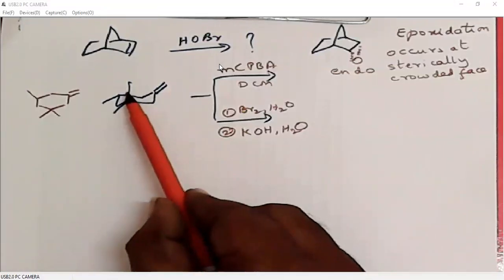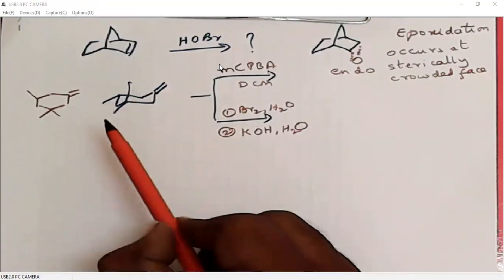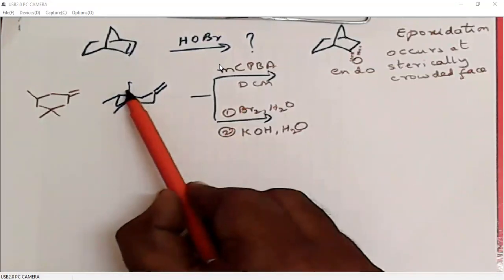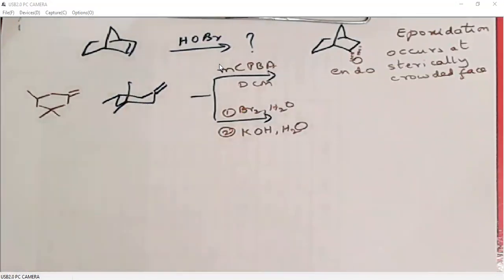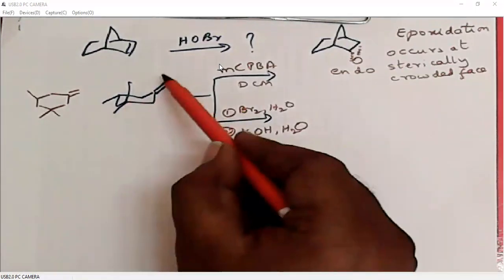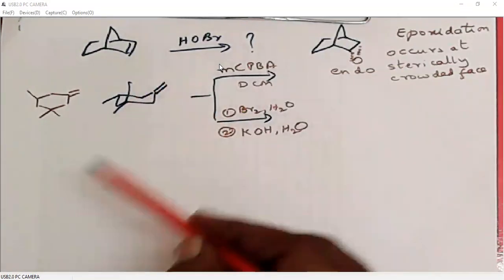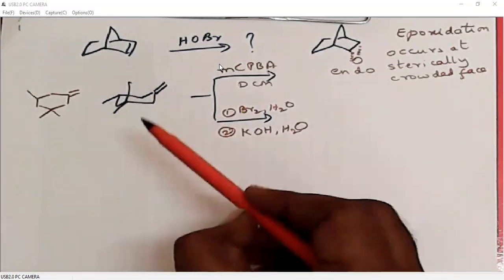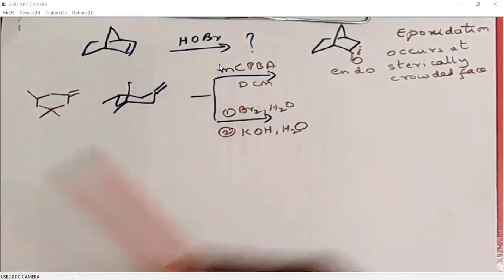The above-the-plane methyl must be axial. When it is in the axial position, it creates steric crowding. So approach from above the plane is difficult. So above the plane is sterically crowded. Approach from below the plane is possible.